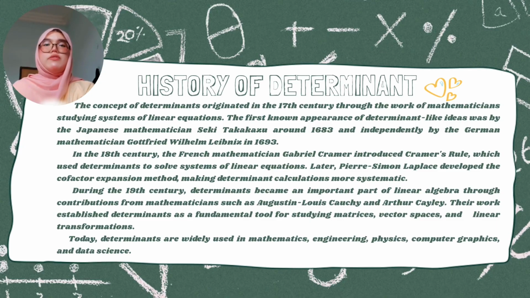First, let's go through the history of determinants. The concept of determinants originated in the 17th century through the work of mathematicians studying systems of linear equations. The first known appearance of determinant-like ideas was by the Japanese mathematician Seki Takakazu around 1683 and independently by the German mathematician Gottfried Wilhelm Leibniz in 1693. In the 18th century, the French mathematician Gabriel Cramer introduced Cramer's rule, which used determinants to solve systems of linear equations. Later, Pierre-Simon Laplace developed the cofactor expansion method, making determinant calculation more systematic.